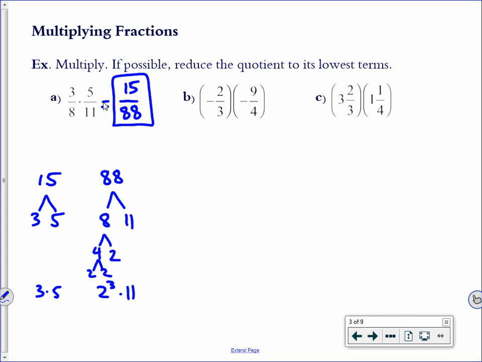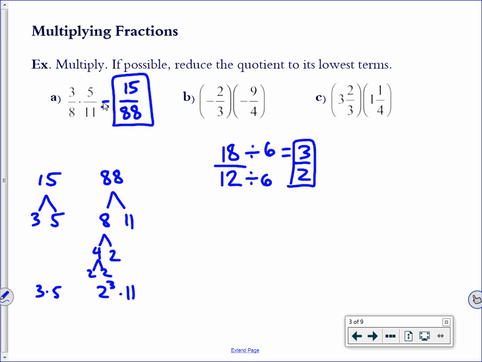Next one, don't forget about signed numbers. So you have two negatives. When you multiply, that will make a positive. So 2 times 9 is going to be positive 18. 3 times 4 is positive 12. The greatest common factor between 18 and 12 is 6, so we will divide both the numerator and the denominator by 6, and that would give us 3/2. Right? So make sure that your final answer is reduced to lowest terms.